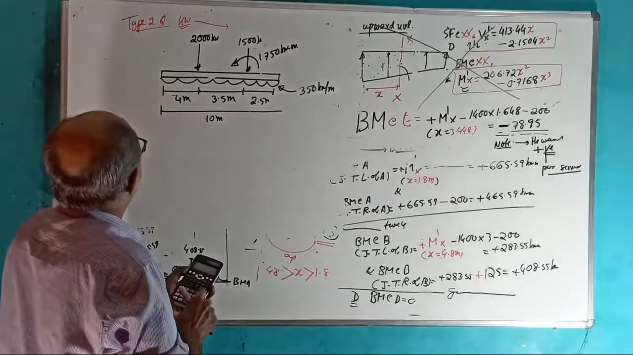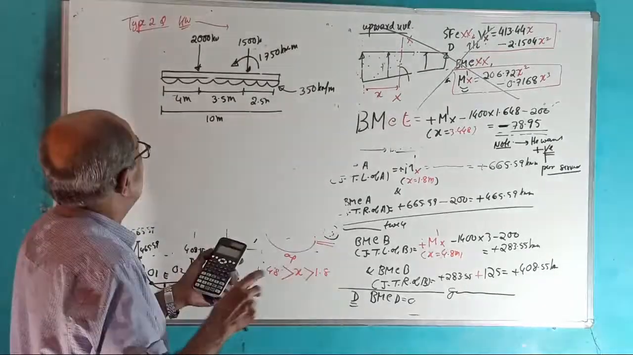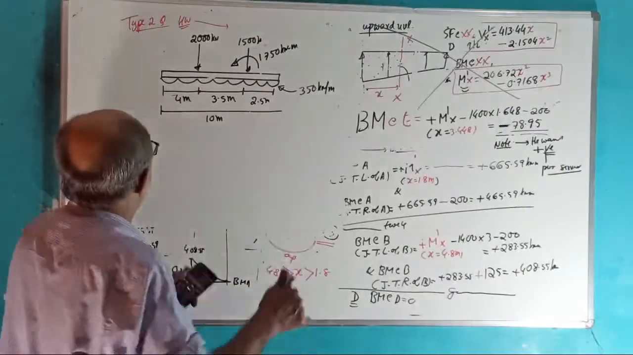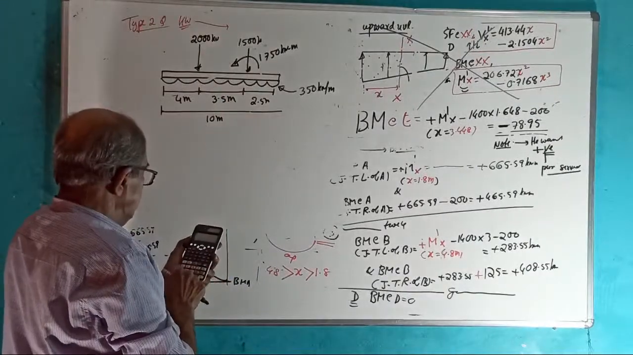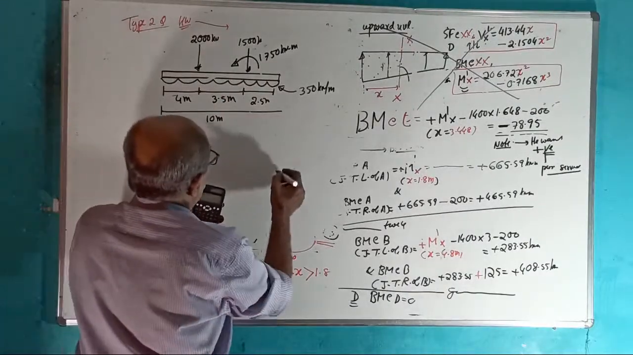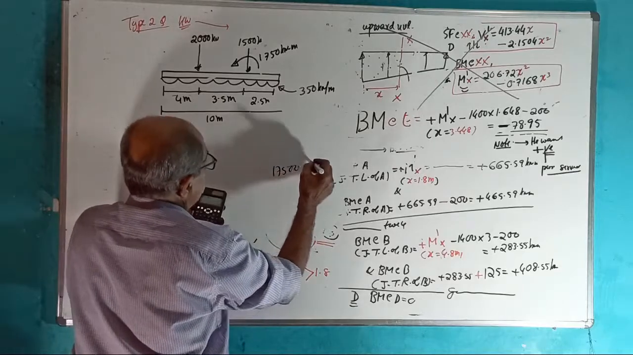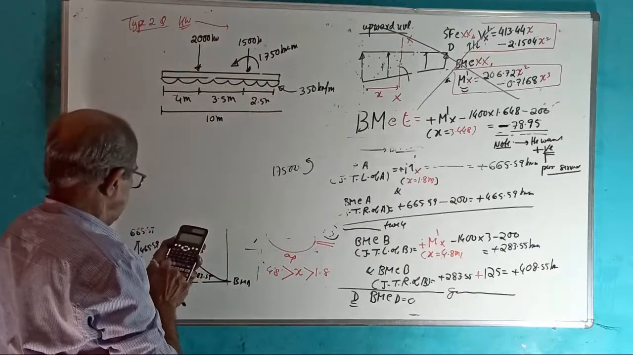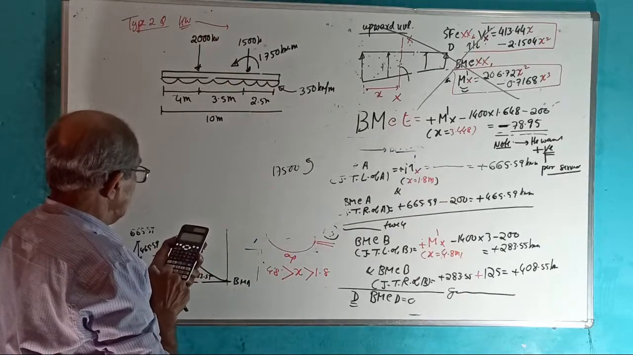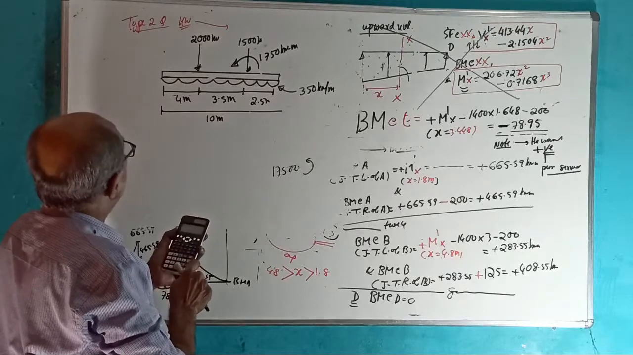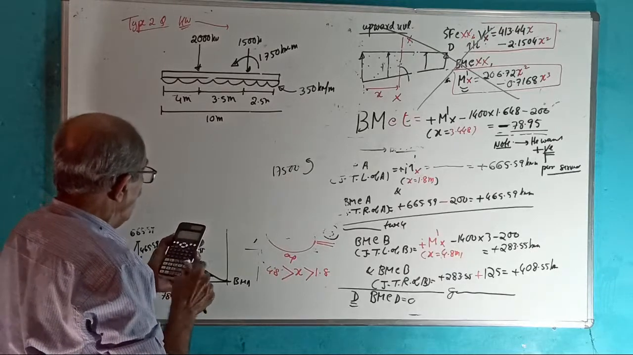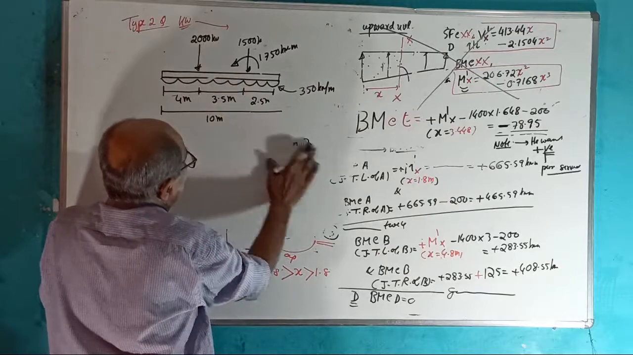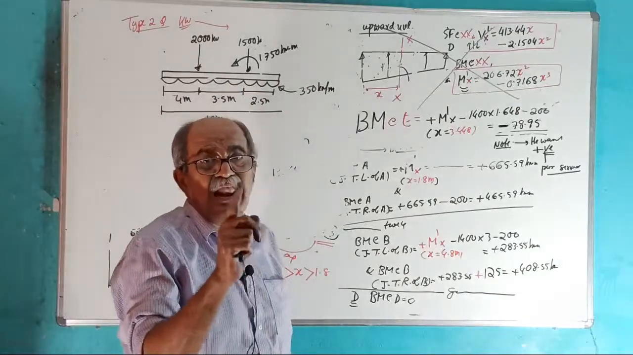See, equilibrium. Downward load 3500, upward load 350 into 10. Oh, tallied, 3500. Moment of the upward load 350 into 10 into 5 is 17500 anti-clockwise. Moment of the upper system: 2000 into 4 plus 1500 into 7.5, then minus 1750. Oh, that is also 17500 clockwise. So equilibrium is maintained. Now tell me, shall I give the answer?